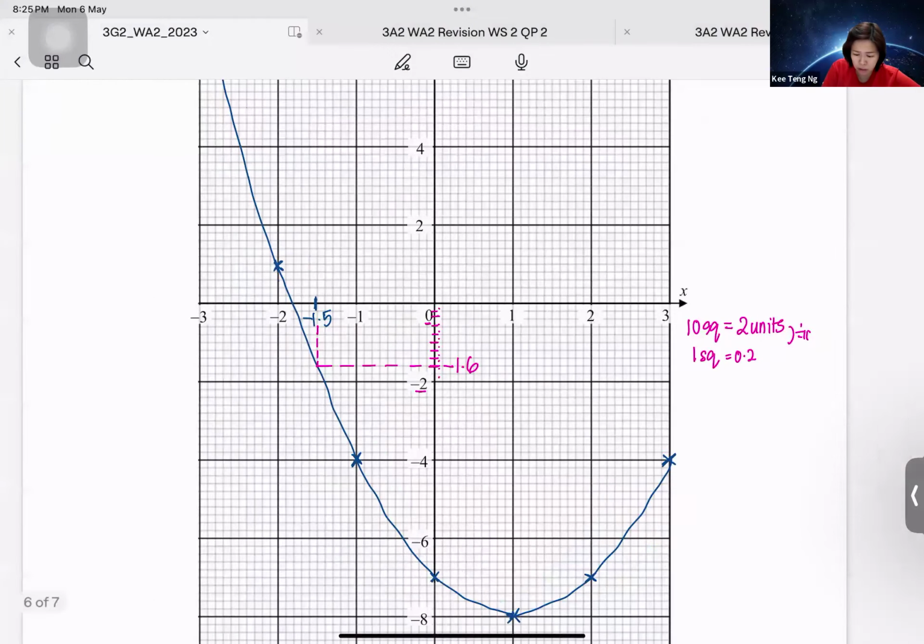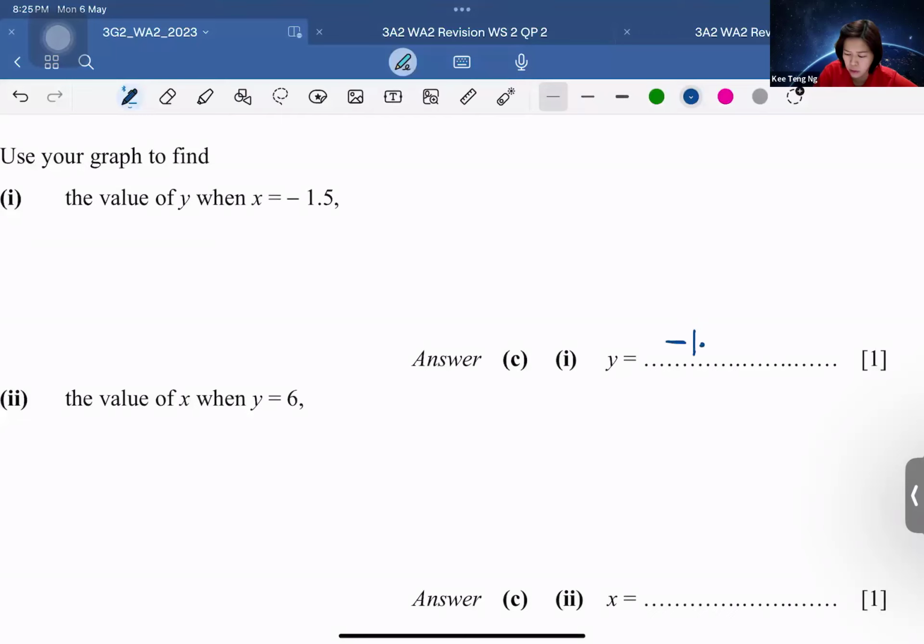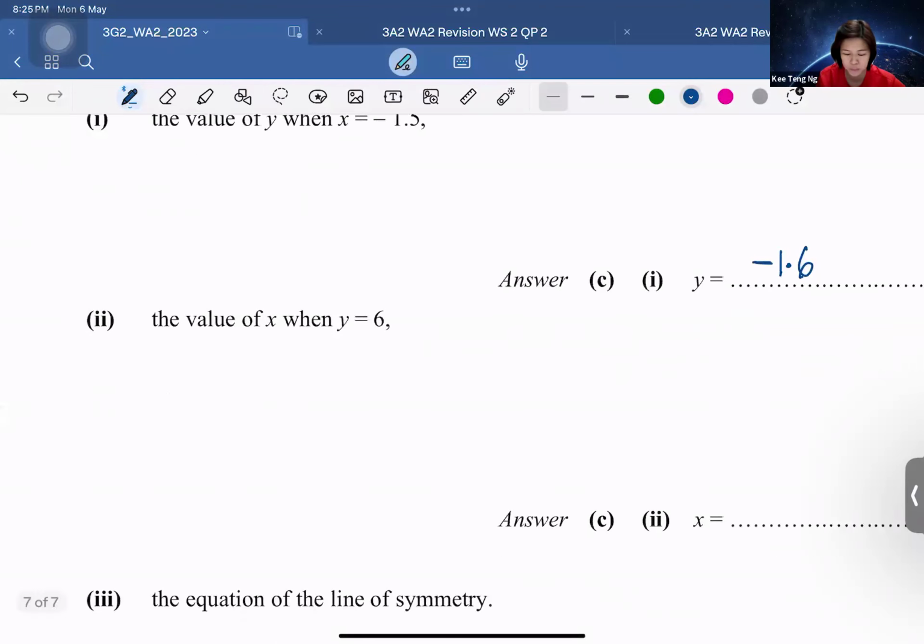So from your graph, the value of y is negative 1.6 according to my graph. No problem, usually plus or minus 0.1 should be acceptable. Anyway, my answer is also not accurate, so I'll use the computer to churn out answers. Then from there, I'll give a range.